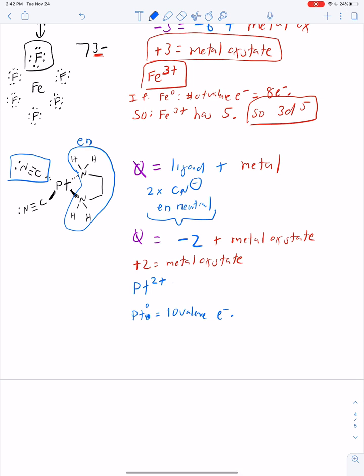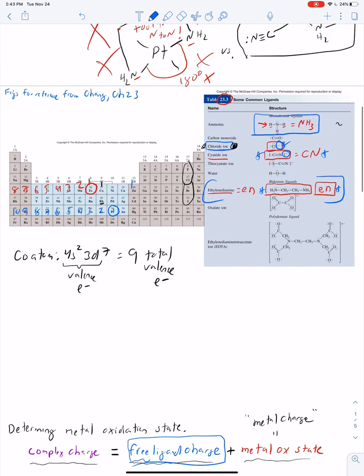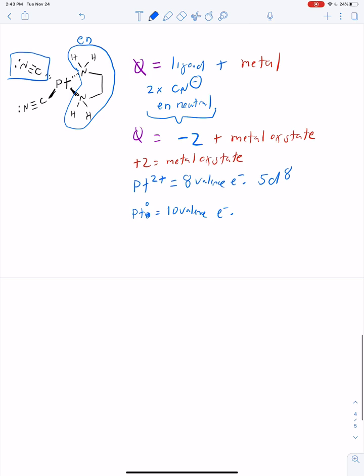For platinum 2+, I lose 2, so there are 8 valence electrons, and that has 8 electrons in the 5d orbitals, right? Because platinum is two rows down, it's in the 5d row. And that is all I got.